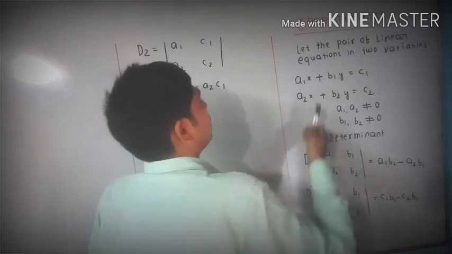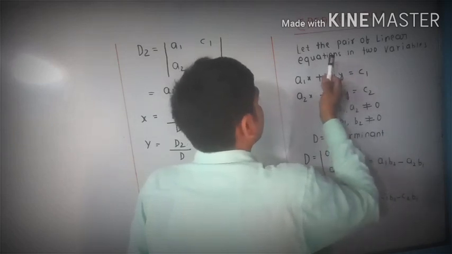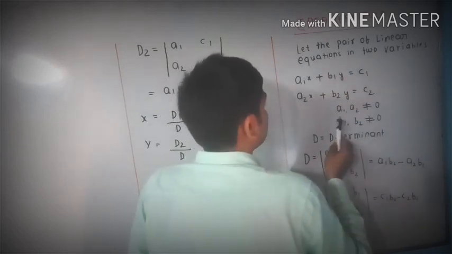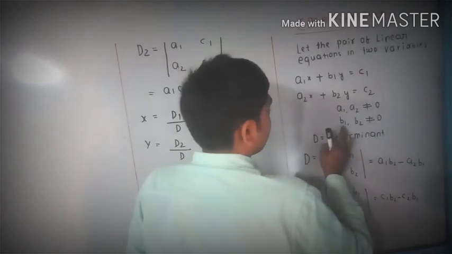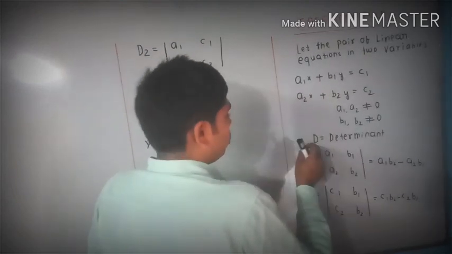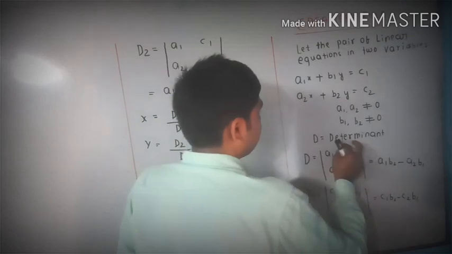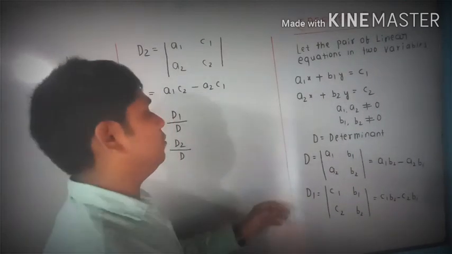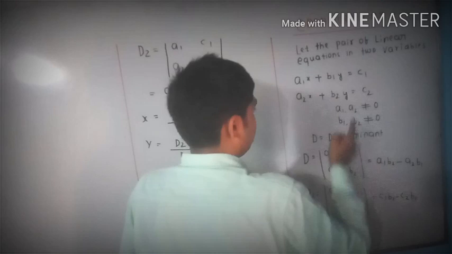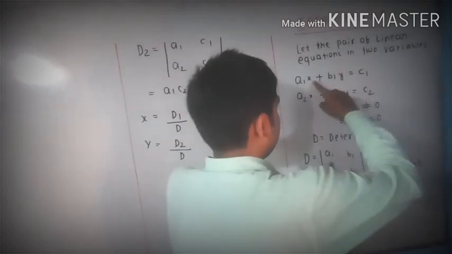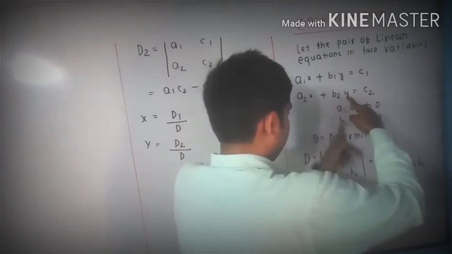So you can see the pair of linear equations in two variables that we already took: a1x plus b1y equals c1, a2x plus b2y equals c2, where a1, a2 are not equal to 0, this is the condition, and b1 and b2 are not equal to 0. Here D stands for determinant. To find the value of D, you write the coefficients of x and y: the coefficient of x is a1, the coefficient of y is b1, the coefficient of x is a2, and the coefficient of y is b2.